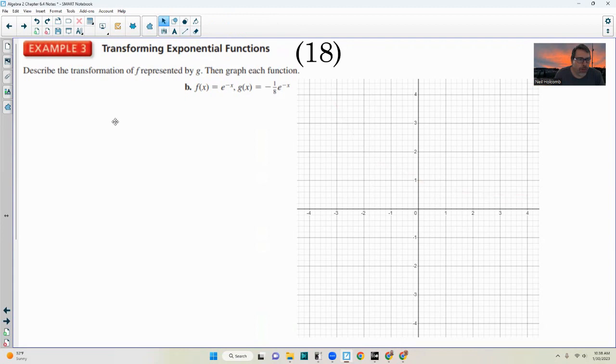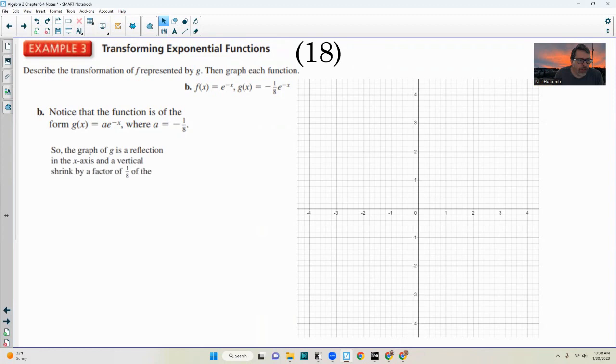Well, what's that doing to the function? The next thing we're going to do is it says, notice that the graph of the function is in the form of g of x equals a times e to the negative x, where a is negative 1/8. So the graph of g is a reflection in the x-axis and a vertical shrink by a factor of 1/8 of the graph of f. This is a reflection of e to the x in the y-axis, and then g of x is going to reflect it across the x-axis and shrink it by a factor of 1/8 vertically.